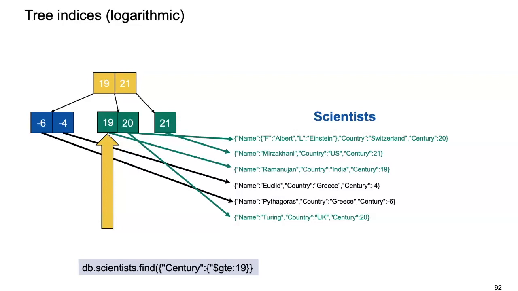For whom is that clear? Okay. So a hash index is instant. A B+3 is not instant. It's a bit slower than a hash index, but it's still very fast.